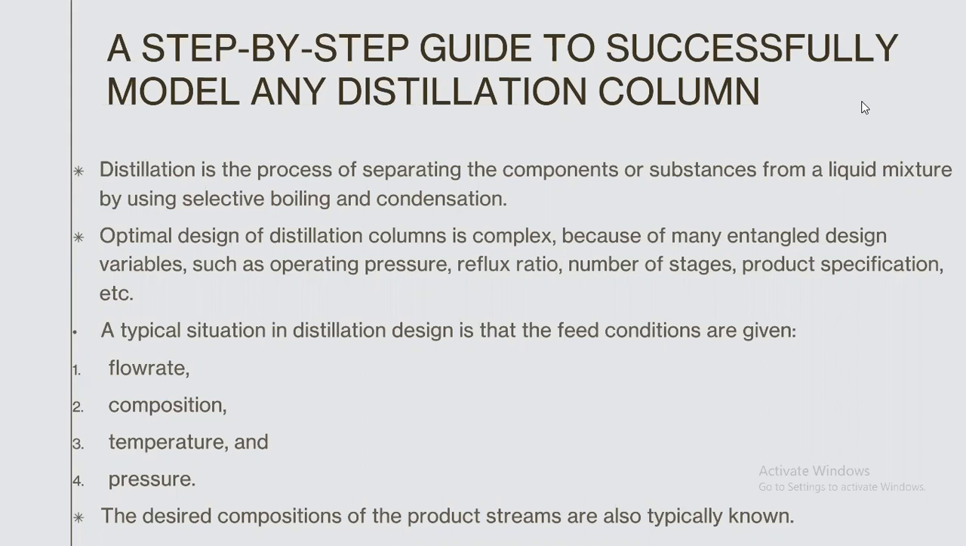Optimal design of distillation columns is complex because of many entangled design variables, such as operating pressure, reflux ratio, number of stages, product specification. These variables need to be optimized. A typical situation in distillation design is that the feed conditions are given. So you're given your flow rate, the composition, temperature, and pressure. Then your stream becomes fully defined. The desired compositions of the product streams are also typically known or given by whoever is requesting the design.